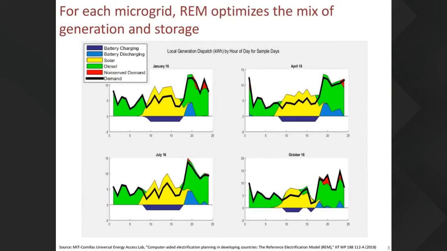Under the hood, the models also optimize generation mixes and storage mixes for each microgrid that's being created. And this is over 24 hours of the day on the x-axis, and these are different days of the year that are shown in the different plots. And we have battery charging, battery discharging, solar, diesel, non-served demand. And we actually assign a cost for non-served energy so that we can optimize around this criterion as well.